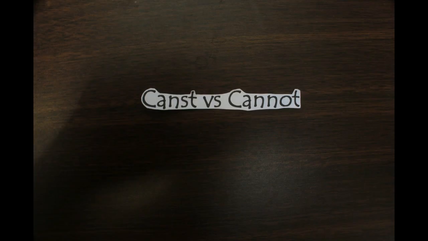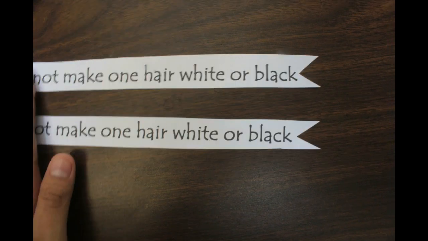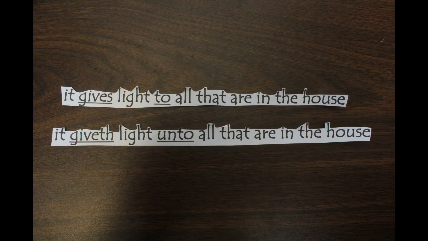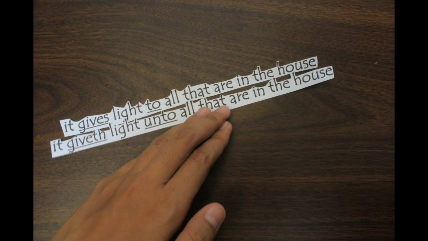Can't versus cannot. This is the example. "Thou canst not make one hair white or black." That means you cannot make one hair white or black. "It giveth light unto all that are in the house." That means it gives light to all that are in the house. In the third person singular of the present indicative, the ending eth is used instead of present-day English s. So early modern English giveth corresponds to present-day English gives.